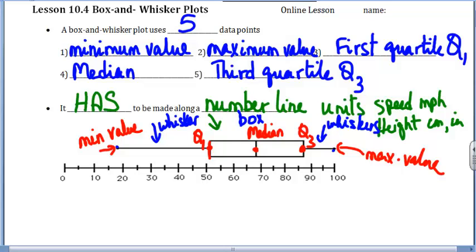Now look at the number line here. The number line should include the minimum and maximum values that are in the data. It should go up evenly, just like here. And this is a generic blank box and whisker plot. If it wasn't, then it would have units. Let's say this was speed, then it would have said speed, miles per hour, or kilometers per hour, or however it is. Okay, now let's go ahead and see how to make a box and whisker plot.